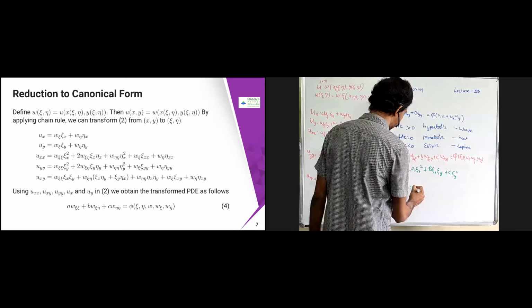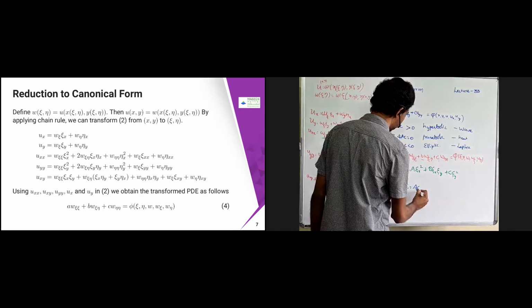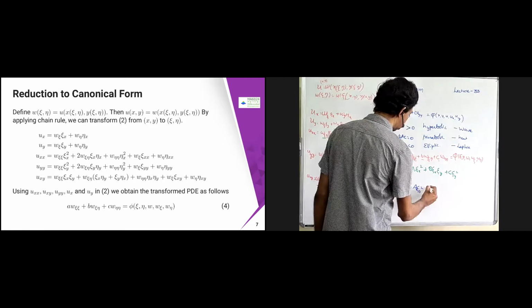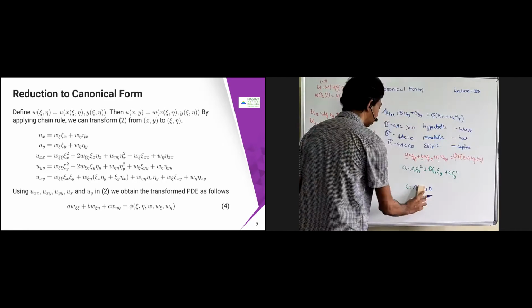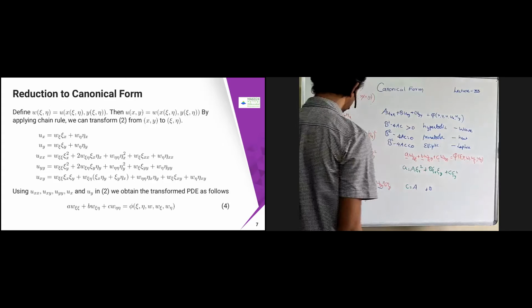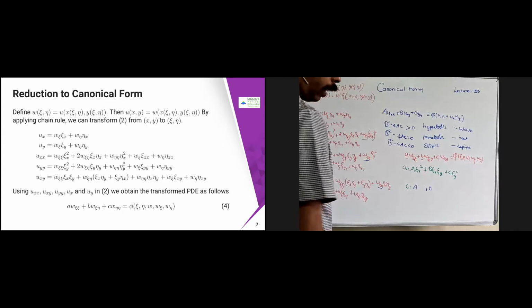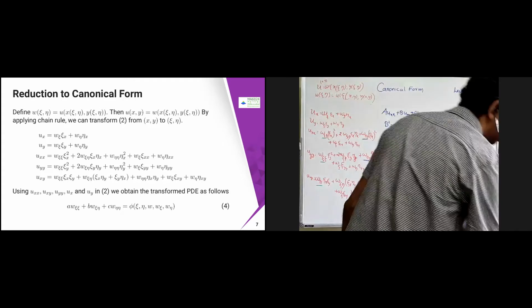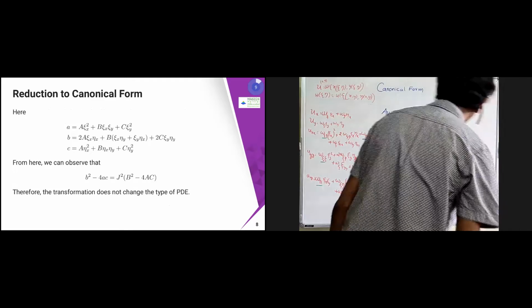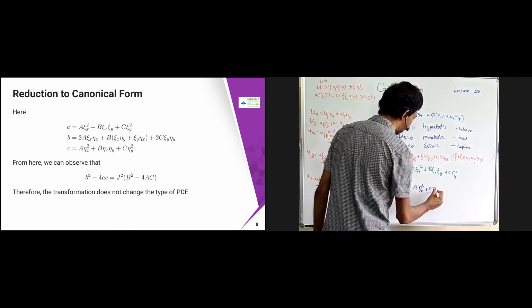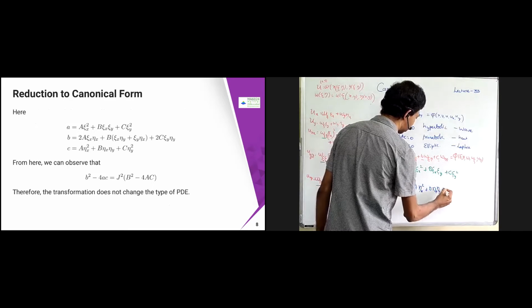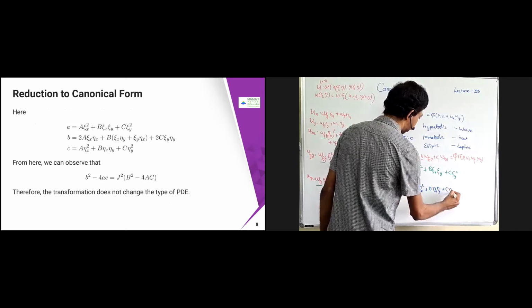So that is going to become a into chi y square plus b into, sorry, not chi, it is going to be eta. It's not chi, it's going to be eta. Eta x square plus b into eta x eta y plus c into eta y square.